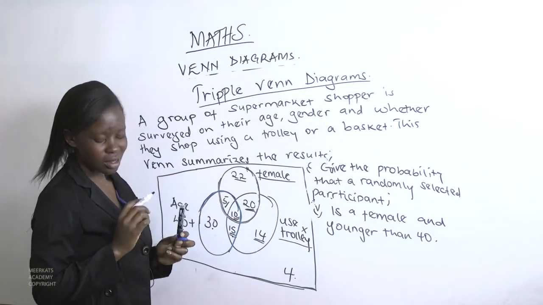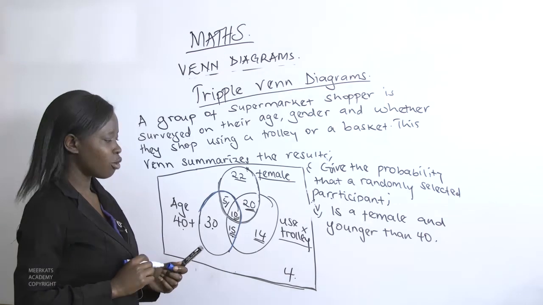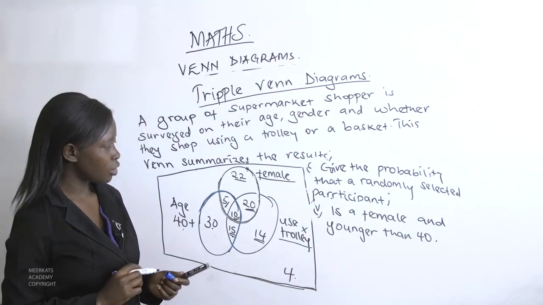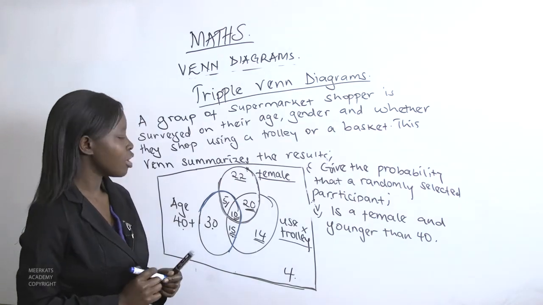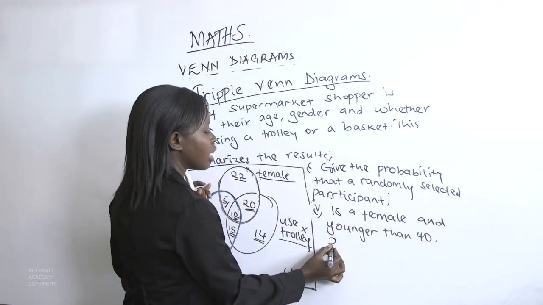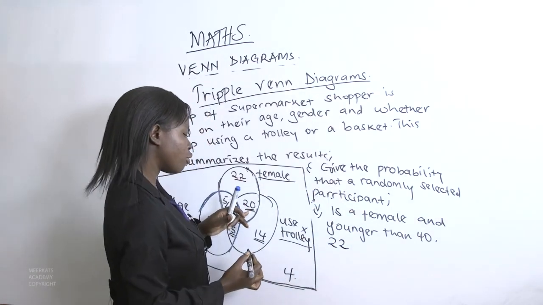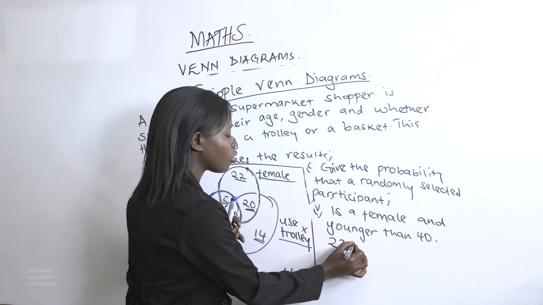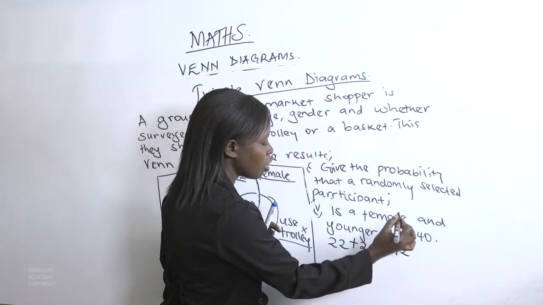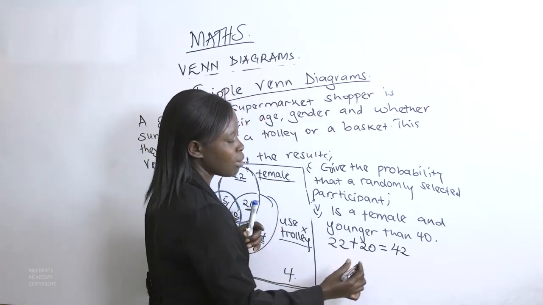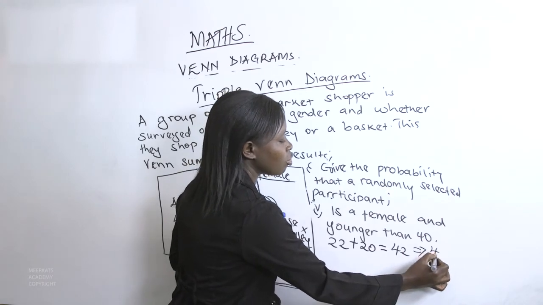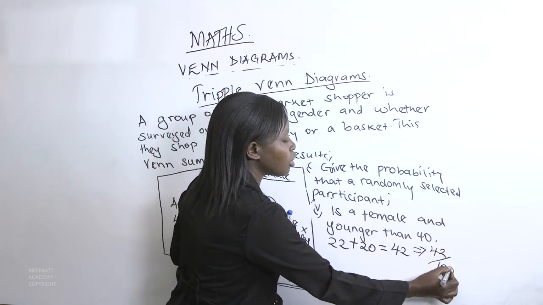So I'm looking for a female that is younger than 40. It should be below 40 years. But we've not been told whether she's using a trolley or not. So in this case, we have 22 females in the survey who are carrying out the shopping. Then we have 20 who are using a trolley. So 22 plus 20 gives us 42. So the probability of getting a female who is younger than 40 from this survey will be 42 out of 120.